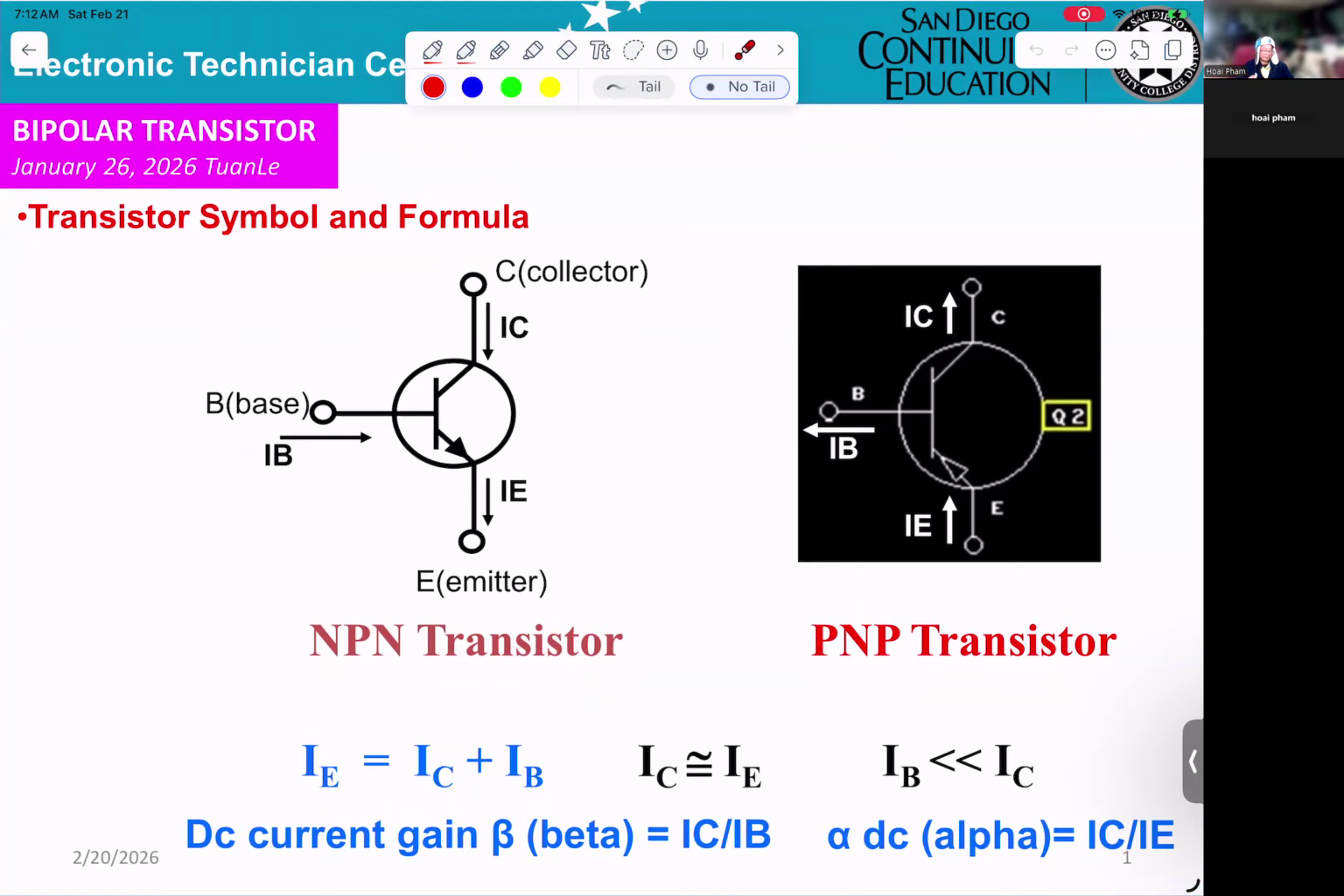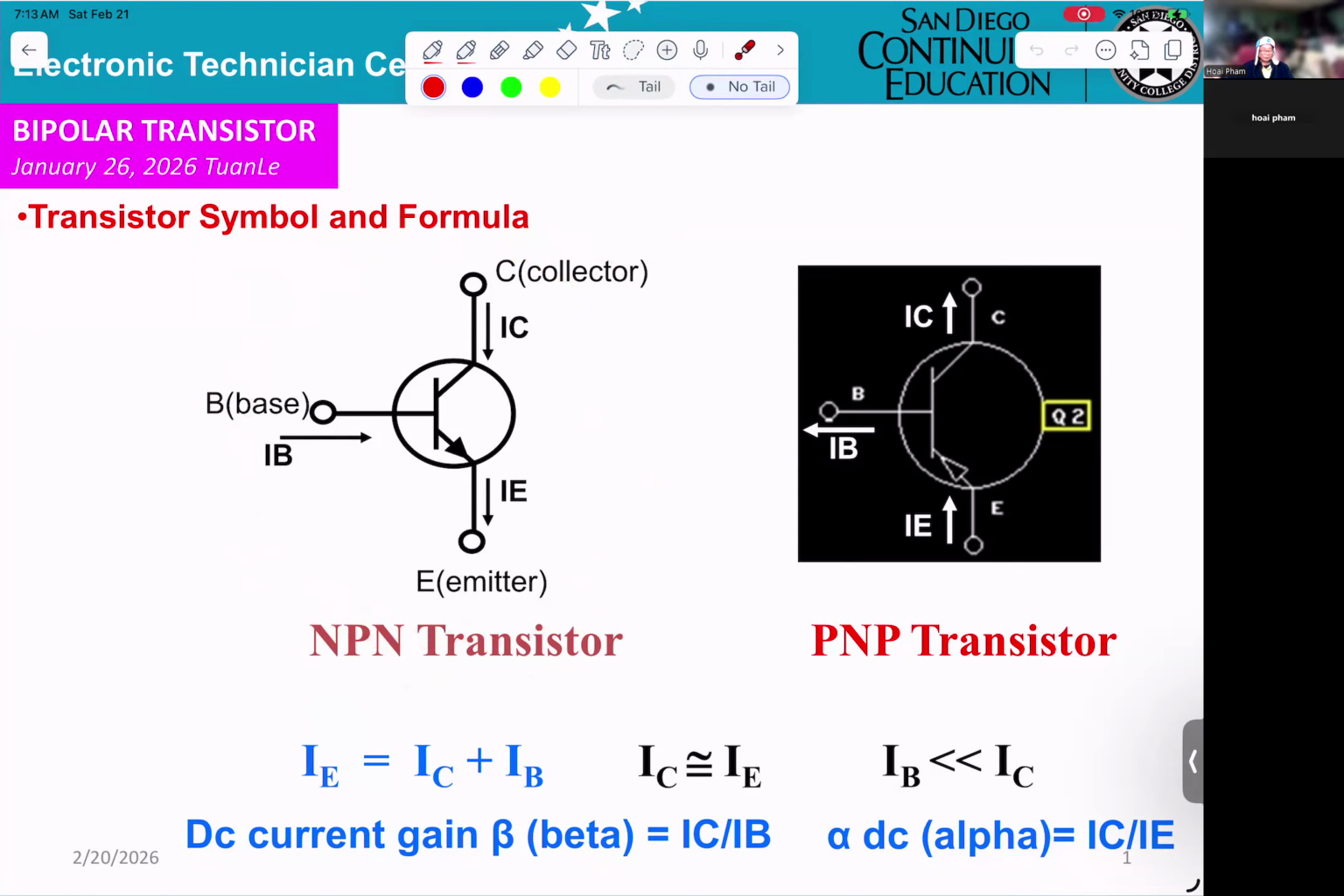Today we will start with the transistor. The first thing we'll be talking about is the DC transistor, and as you saw, this is the symbol for the transistor.